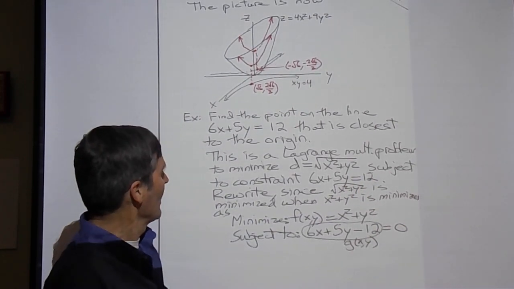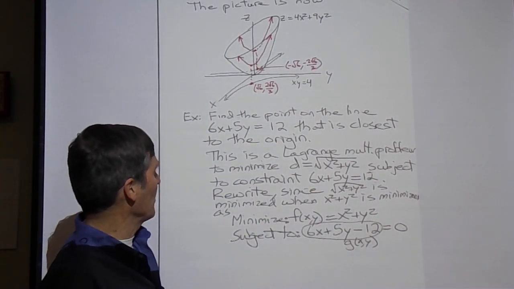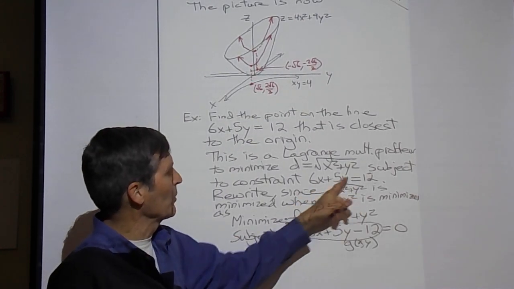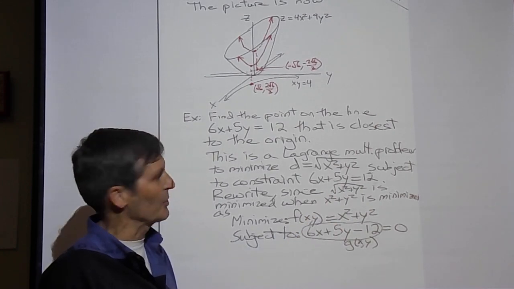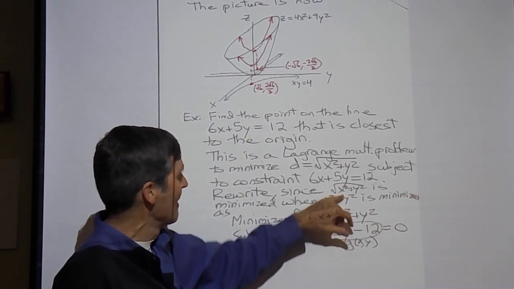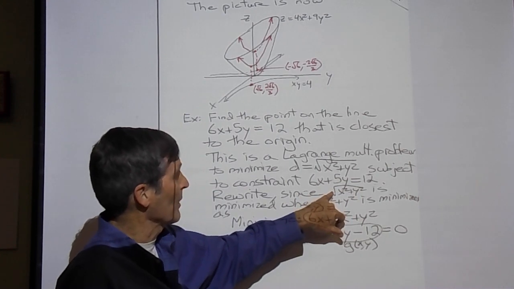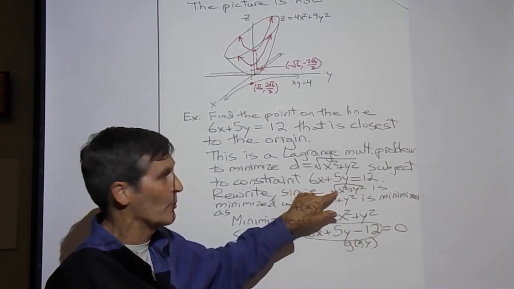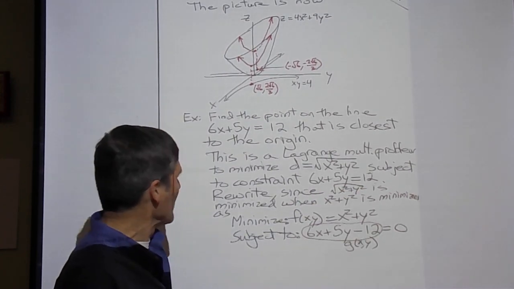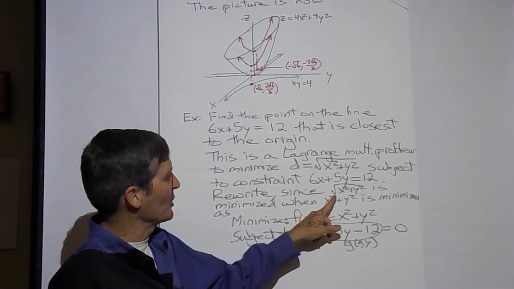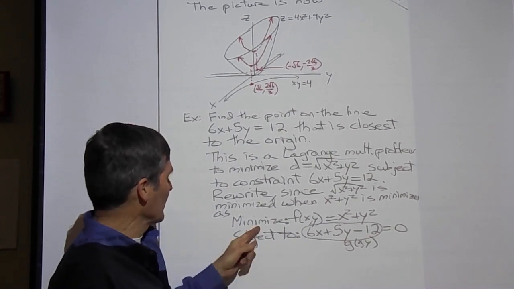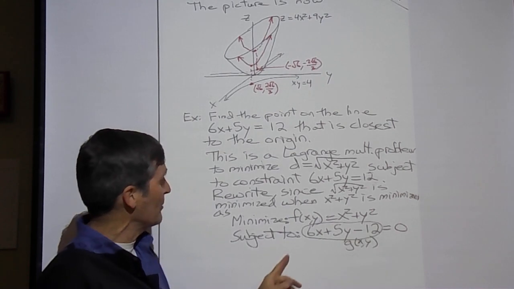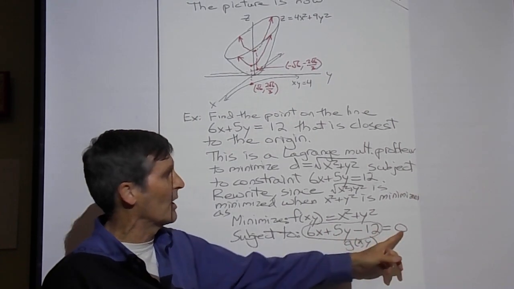So I've rewritten this as a Lagrange multiplier problem now, right? But square root of x squared plus y squared is not such an easy thing to work with for partial derivatives. So we realized cleverly that the square root of x squared plus y squared will be minimized when x squared plus y squared itself is minimized. That's because square root is an increasing function. All right? So it'll be minimized when its argument is minimized. Here's the problem in Lagrange multiplier form: minimize f of x y equals x squared plus y squared, subject to 6x plus 5y minus 12 equals 0.